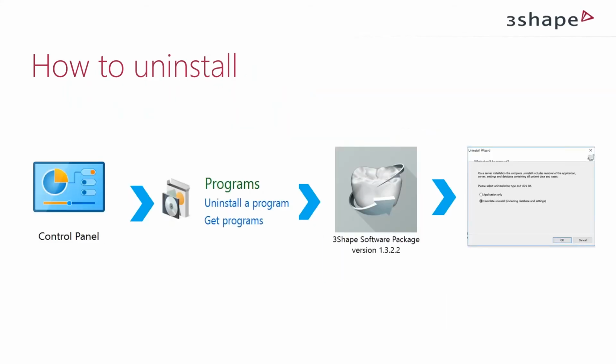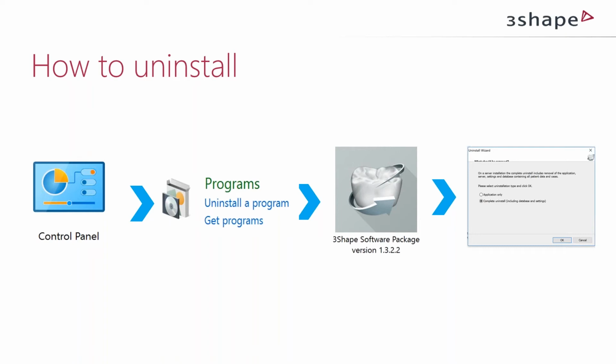Okay, how to install it, how to uninstall the software. That's, I think, also not very difficult. So we go to your Windows Control Panel, go to Programs, then choose 3Shape software package, and then choose uninstall. If we choose complete uninstall, the software will be uninstalled from your computer together with all the database. This is what I've just mentioned when I was explaining the orders backup.